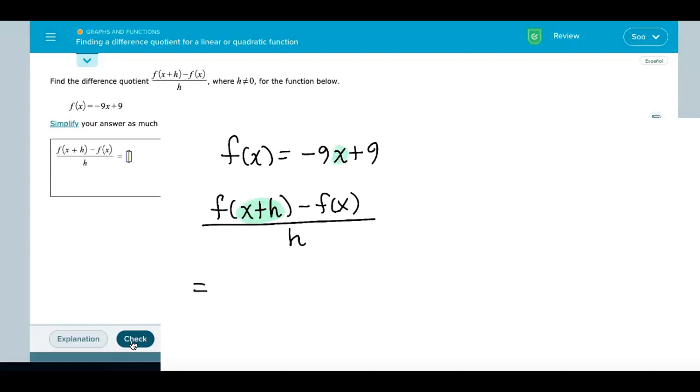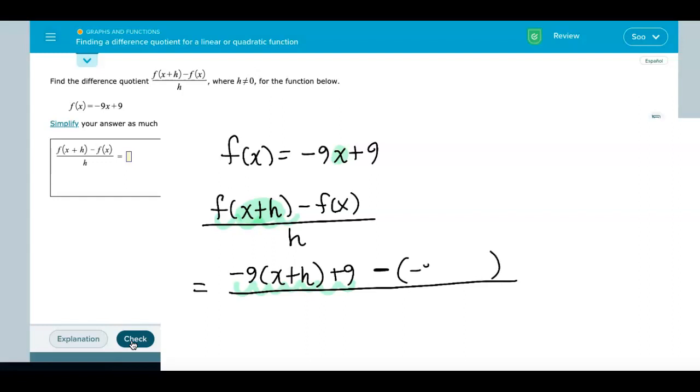Okay, that will be negative 9 parentheses x plus h. Close the parenthesis. We just did this much and then put the plus 9. Plus 9. So what I just wrote is f of x plus h. I wrote this much. Write down the rest of it. Minus sign. And then we need to do f of x in here.